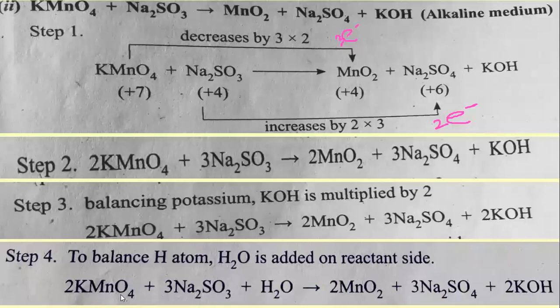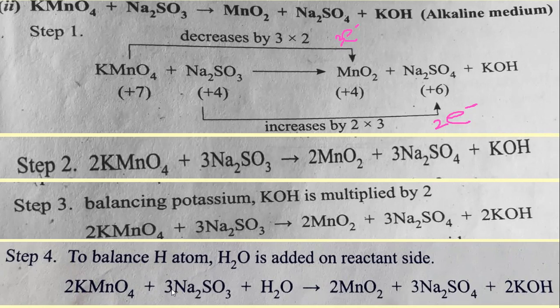So now we'll check for all the elements. Here on the reactant side 2 K, on the product side also 2 K, and now manganese, 2 manganese, here also 2 manganese, that gets balanced. Oxygen, you see 2 into 4, 8 oxygen, and here 3 into 3, 9 oxygen, plus 1, so 18 oxygen on the reactant side. We have to count for the product also: 2 into 2, 4 oxygen, 4 into 3, 12, 12 plus 4, 16, plus 2 into 1, 2. So totally 18 oxygen. So oxygen also gets balanced.